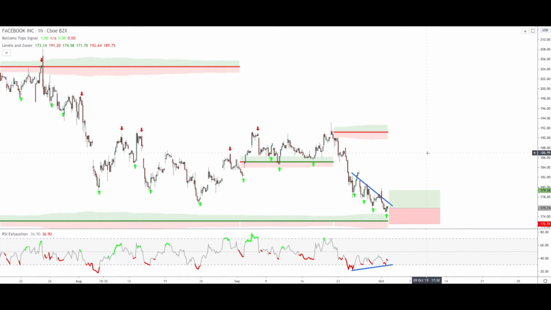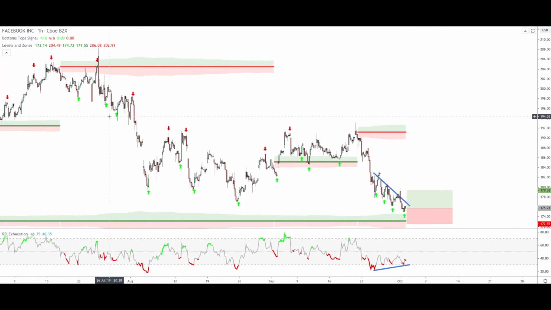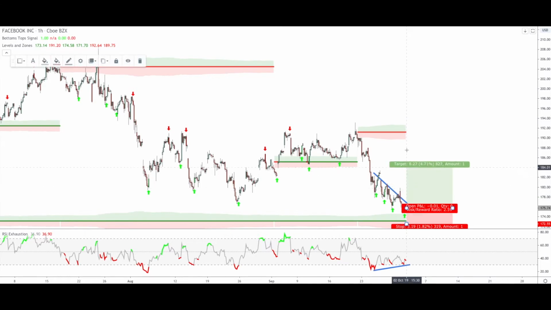Regarding the target, well, of course, the price was at more than 200 just a few months ago. So I'm expecting that if we get an upward movement, the price will probably come back to this level, at least 200. But since we want to be safe in our trading and we want to be conservative, I will place my target at this resistance area.